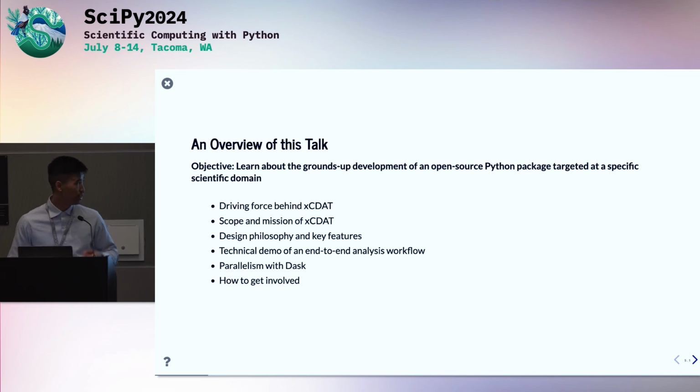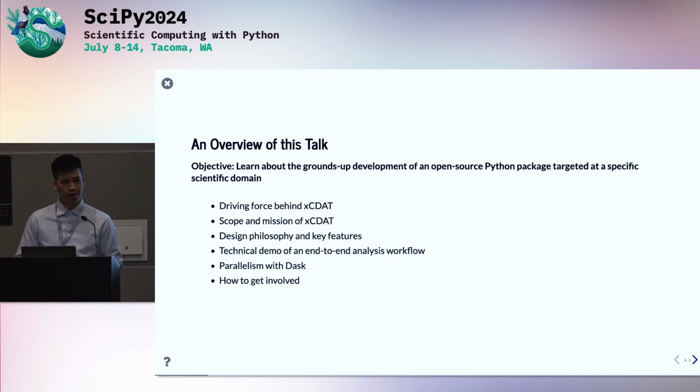I already mentioned this, but what I'm going to do is talk about the ground-up development of a Python package and gear it towards climate science. So that's exactly what this project is about. So I'm going to talk about the driving force, the problem statement of how we actually started xCDAT, and the scope and mission of the project. So what exactly are we trying to accomplish? We're also going to talk about the design philosophies, so how we actually design the APIs in a way that allows users to interface with the software in a clean and easy way.